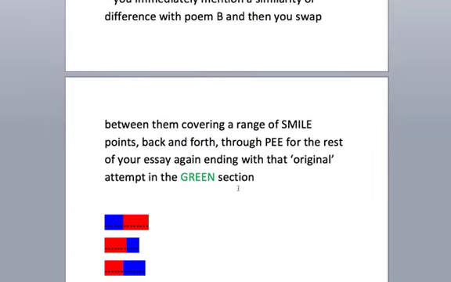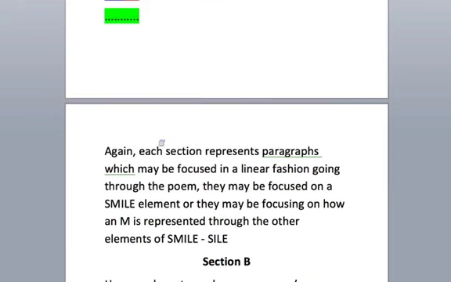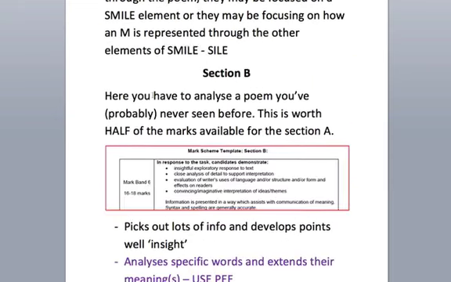So we scroll down again and we look at section B, which is a lot easier, and this is brand new to AQA. Here you have to analyze a poem that you've probably, it's 99% sure you've not seen before, but you never know. Here you have to analyze a poem you've never seen before, and this is worth half of the marks for section A. So obviously you're going to spend less time and you're going to write less for it. So however much you've written for that, don't expect this to be exactly the same.